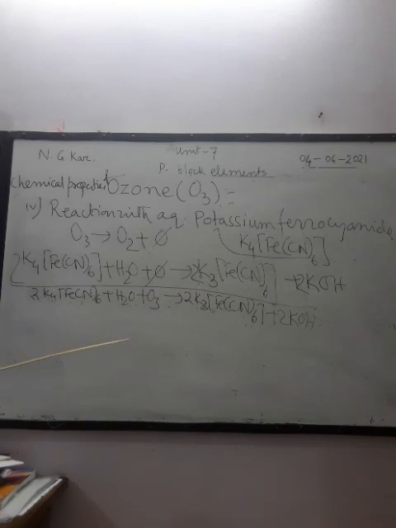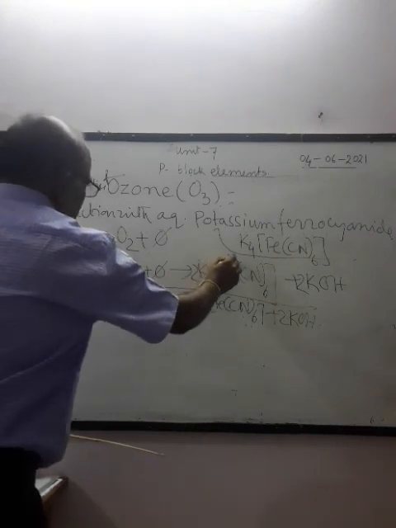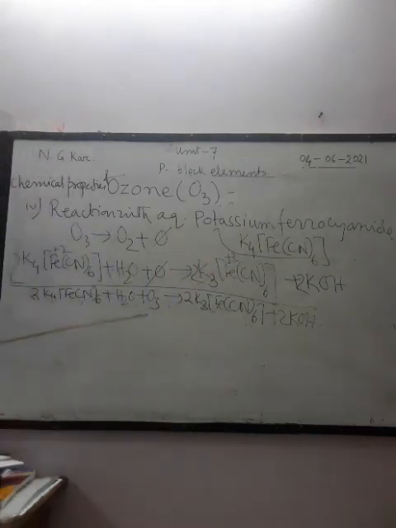What is the difference between potassium ferrocyanide and ferricyanide? Here iron is in the +2 state and here iron is in the +3 state. An increase in oxidation state means oxidation. So ozone is used here as an oxidizing agent because it converts potassium ferrocyanide to potassium ferricyanide. So this is another example of the oxidizing character of ozone.